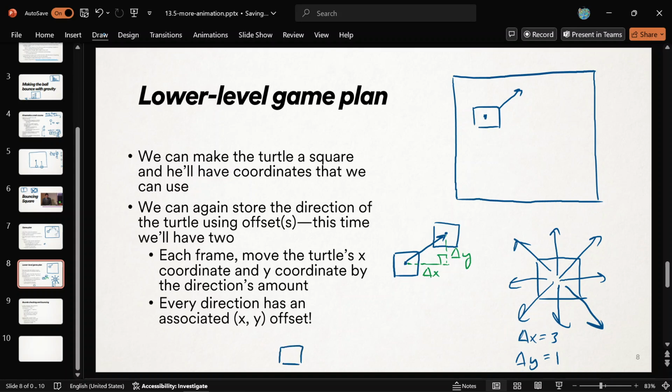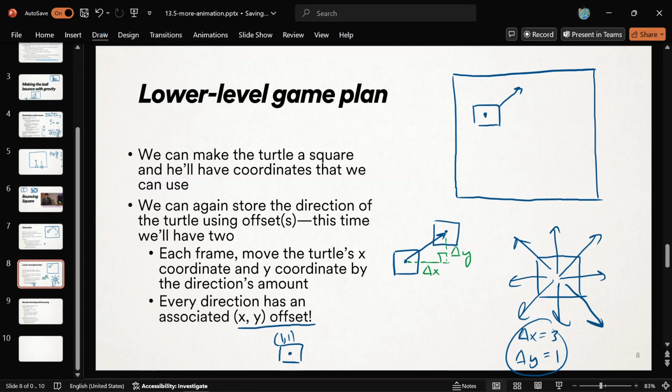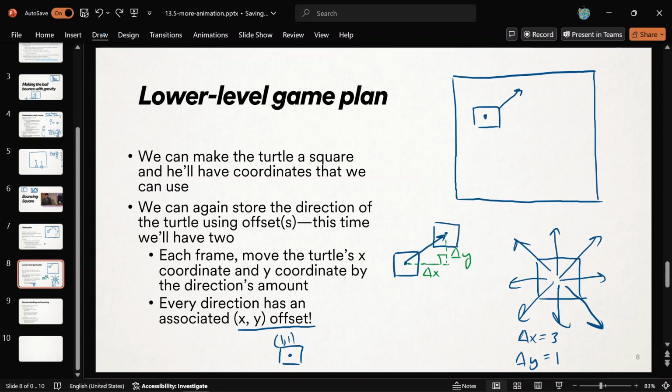What would we do deep down? Well, we've got our square in some place. Let's say that the coordinates are 1, 1. And then we have our little xy offset that's going to take us to new places. We have our diagonal movement based on these. If we start at 1, 1, and we're going to draw the next frame, we need to change the x and the y by this amount. Change the x by 3 and the y by 1, which means go positive 3 in the x direction, and then also go up by 1.